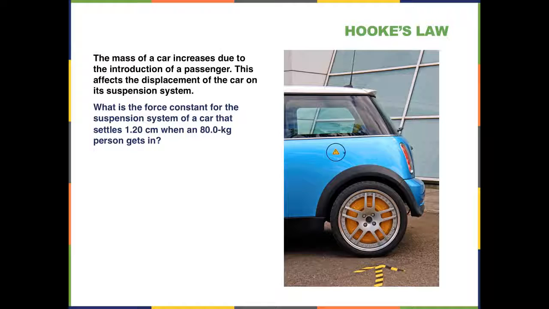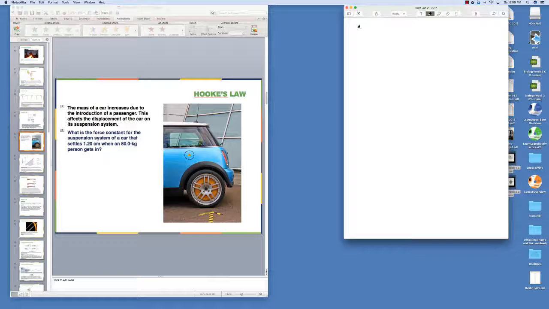What is the force constant for a suspension system of a car that settles 1.2 centimeters when an 80 kilogram person gets in? Okay, so the formula is that F is equal to minus Kx. If you rearrange this to get K, K is going to equal minus F over x. And so that's going to be 80 times 9.8 divided by 0.012.